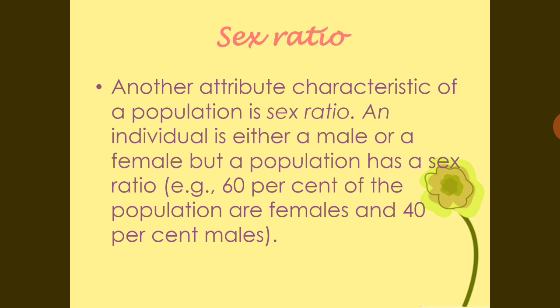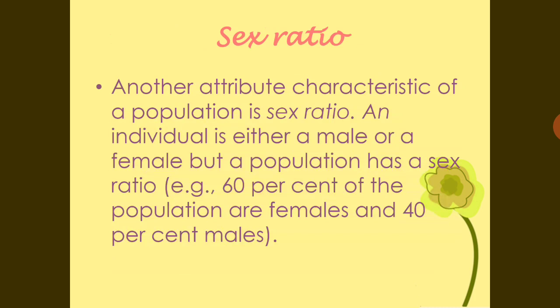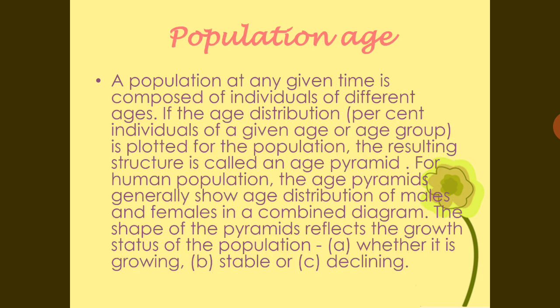The second thing is the sex ratio. Another attribute or characteristic of a population is sex ratio. An individual is either a male or a female, but a population has a sex ratio. That is, a population has both males and females. For example, if in a population of 1000 individuals, 600 individuals are female and the rest are males, then there is a 60-40 ratio of females to males. So this is the ratio.